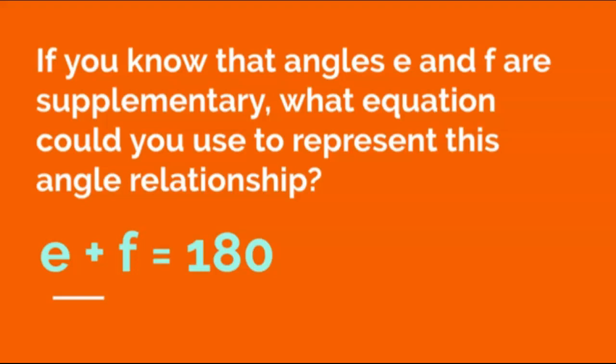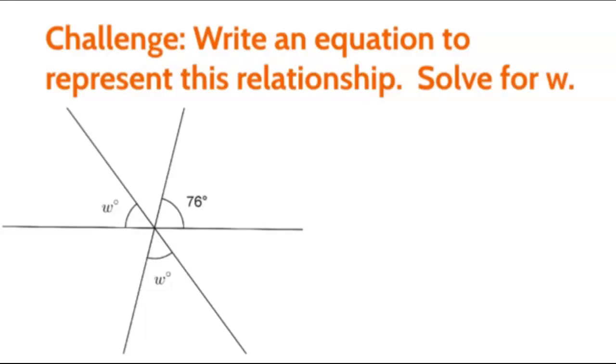All right, I want to give you one challenge problem kind of to lead into some of the harder ones you did today and ones we'll encounter tomorrow. So your challenge is to write an equation to represent this relationship and solve for W. One thing I want you to notice is that W and this unknown angle here are vertical angles. So that means that this angle is also W degrees.